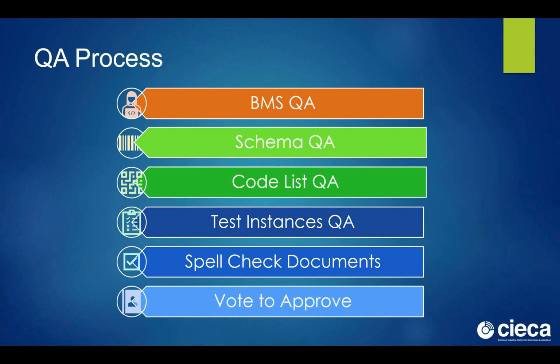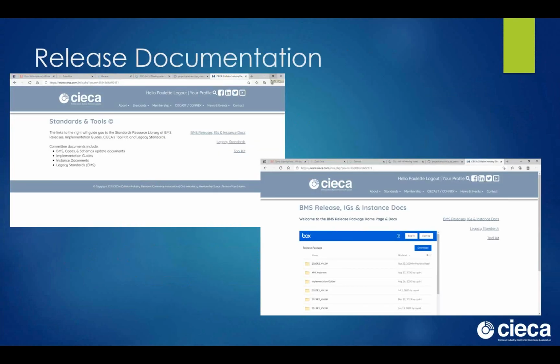And after that, we vote for approval, and we can move it into our release forward after the approval of the QA. To find this information, you can go out to CIECA.com to our standards and tools. You must be logged in to be able to see the BMS release, IG, and instance documents, and you will be able to find our latest release and all the other releases. So if you want to look at past releases documentation, you can do that as well.